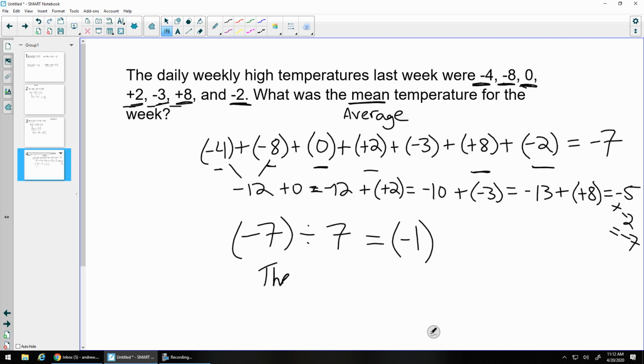So the mean temperature was negative 1 degrees Celsius. Okay, make sure you understand how to find the average. That will be important for one question.